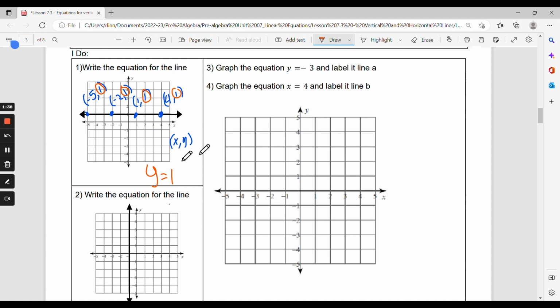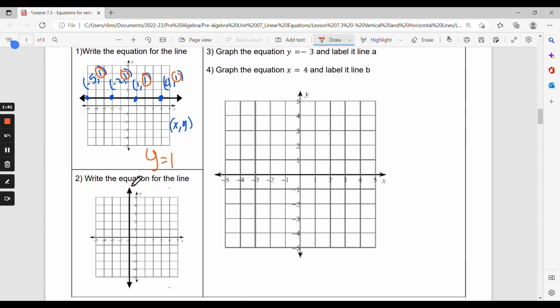Now, if I go down to this problem on the bottom, I can see that my line is vertical. So once again, I've got a vertical line. It's a straight line, vertical. So it's, again, not going to quite fit with our normal slope-intercept form. So I'm going to once again take a look at my ordered pairs that compose this line.